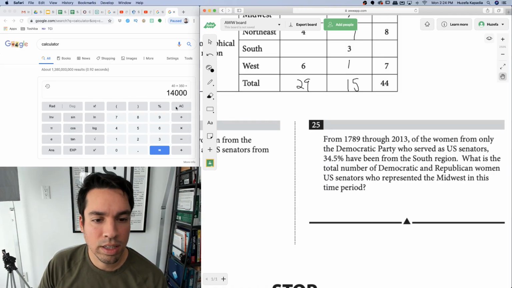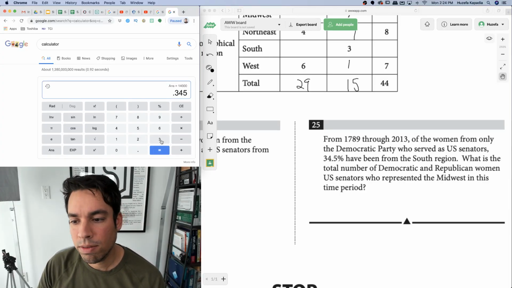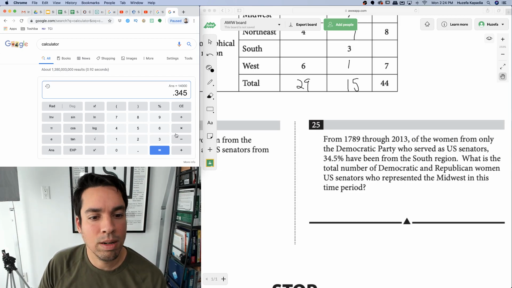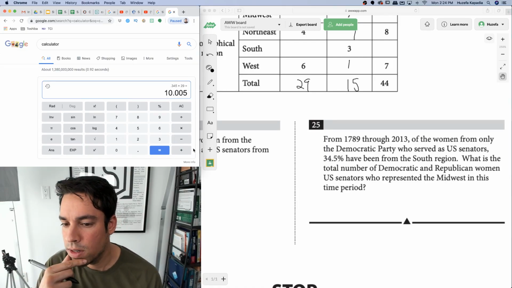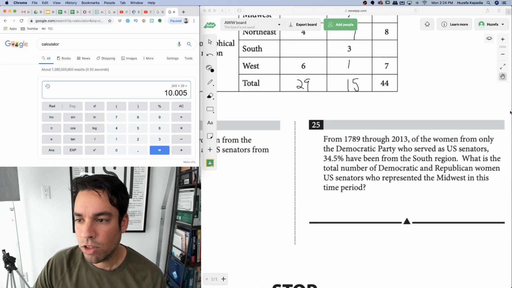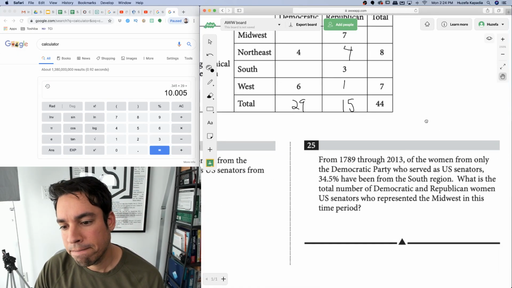Okay, so we need to calculate that South first. So 0.345 of the women from the Democratic Party, so this times 29, right? That's the Democratic women. Ugh, I don't like that decimal, you know? Wait, hold on. Let's make sure I understood this right. Did I do it correctly? Democratic. Okay.